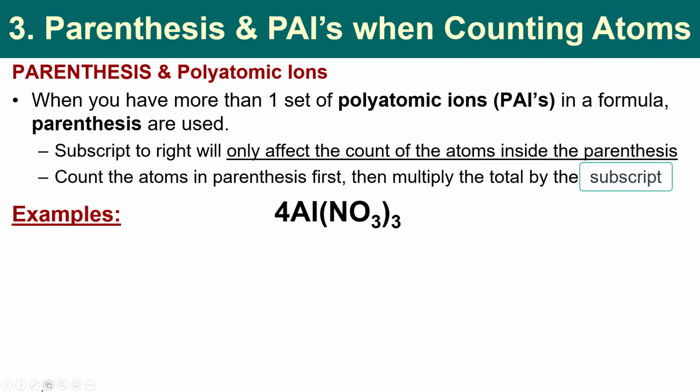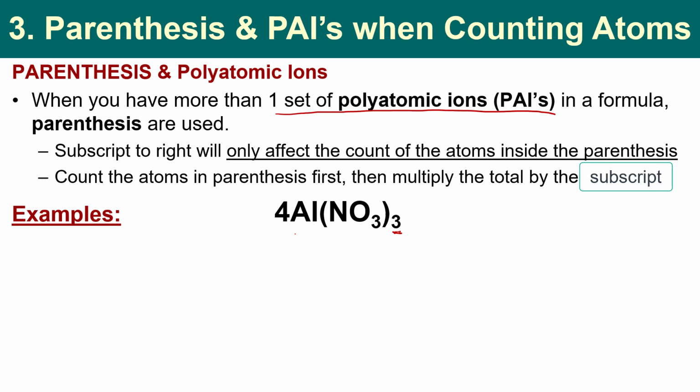The next thing we have to add into our counting of atoms is what happens when you have parentheses and polyatomic ions. You will see parentheses when we have more than one set of polyatomic ions in the formula, like we do with this example down below. So how do we use parentheses in these formulas? Well, the subscript to the right of the polyatomic ion only will affect the count of the atoms that are in that parentheses.